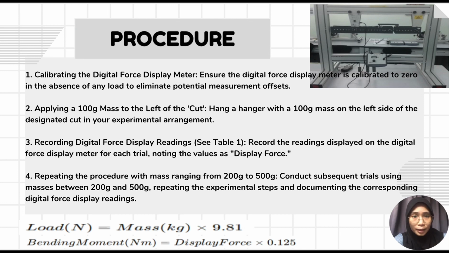The second formula, which is the bending moment in Newton meters, converts the digital force display readings to bending moment by multiplying each display force reading by 0.125 to determine the bending moment at the cut in Newton meters.